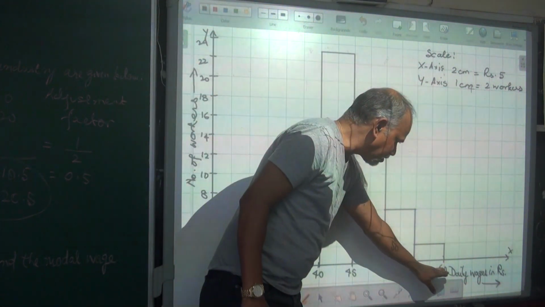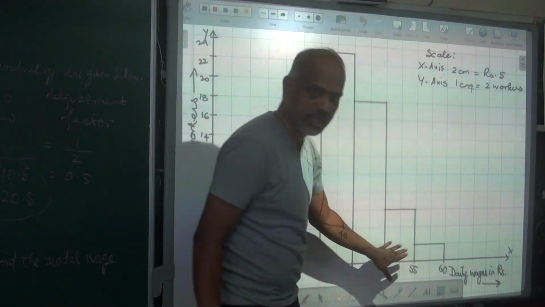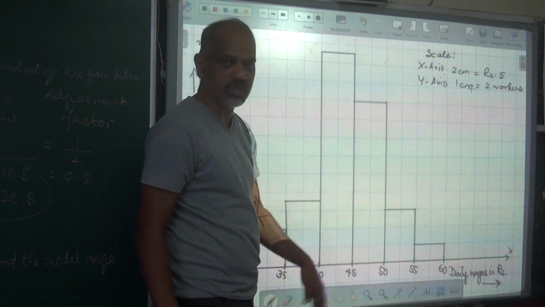And these values are the daily wages in rupees. That is on the x-axis. That's what has to be written. Below the x-axis, you write down what it is. That is daily wages in rupees.